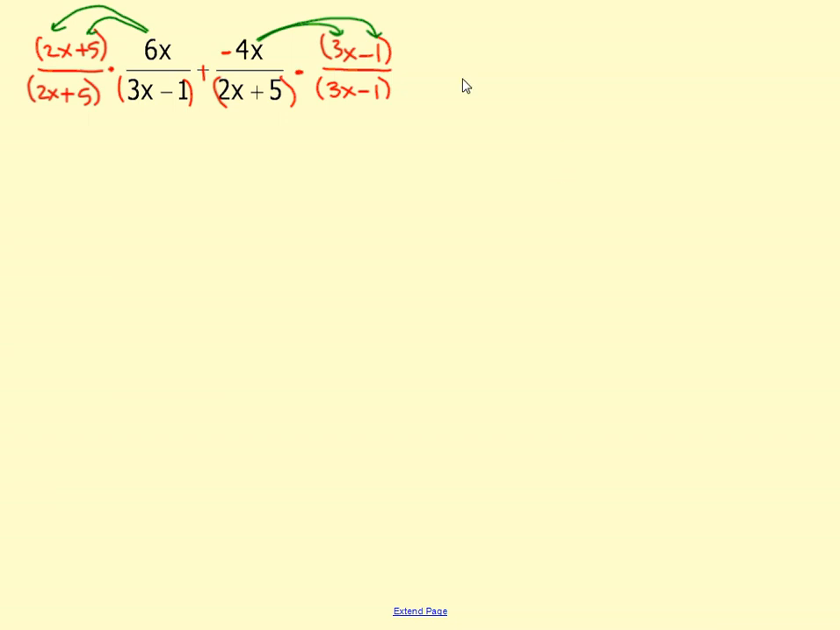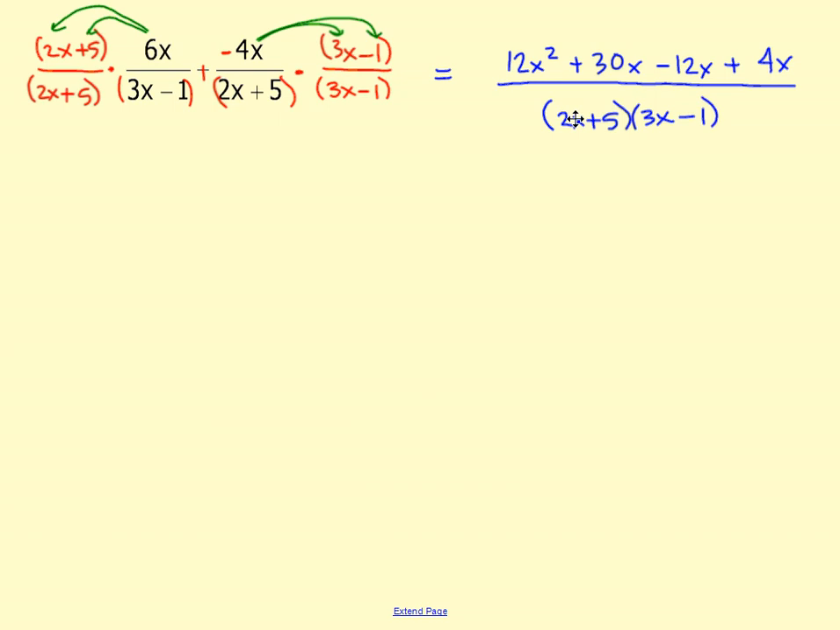When I do that, I get 12x squared plus 30x. That's when I distributed the 6x. Now I distribute the negative 4x and I get negative 12x squared. Negative times a negative is a positive, so plus 4x over my common denominator, which is now going to be 2x plus 5 times 3x minus 1. I now have one of each of them. Sorry, this should be squared.